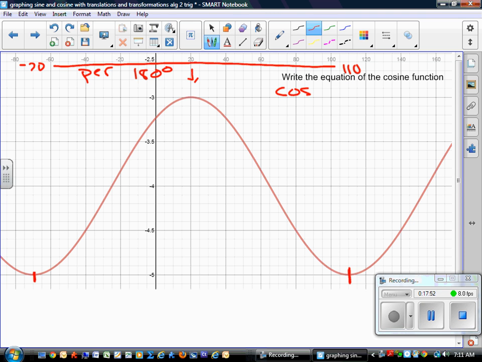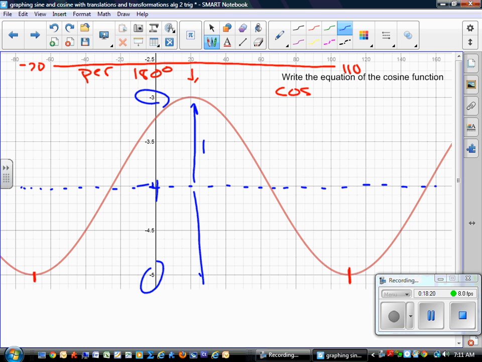Now, if I cut this thing dead in half with a midline, my midline appears to be going across in this fashion. All right. So I look at how much I've traveled from that midline. If this is -4, and I move up to -3 and down to -5, that's really only going up 1 and down 1. So my amplitude hasn't changed.